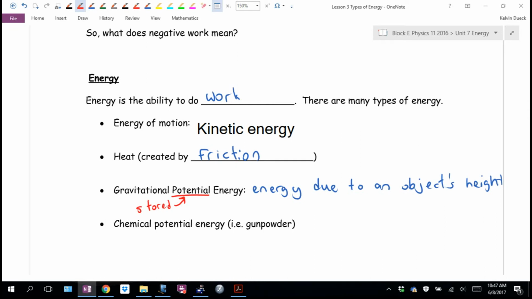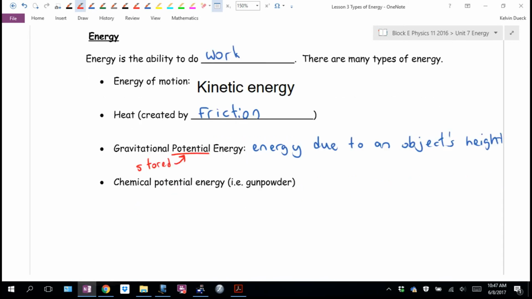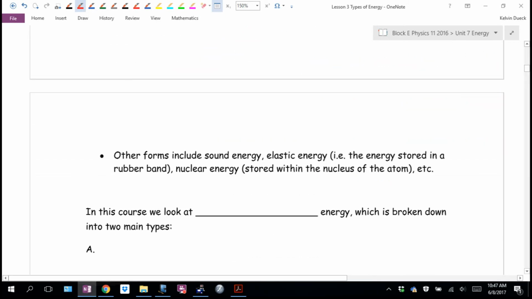There's also potential energy in chemicals, chemical potential energy, gunpowder being a great example of that, or the chemical energy in the food that you eat, that's also stored energy, that's why you have to eat food. Other types, well, sound is a form of energy. There's something called elastic energy. When you stretch a rubber band, you do a force over a distance. You've just stored energy in the rubber band.